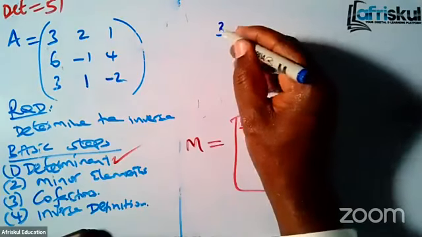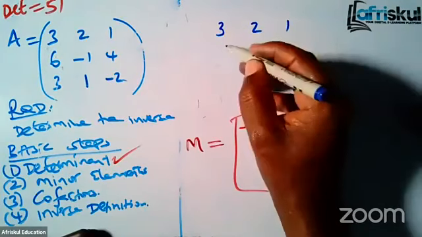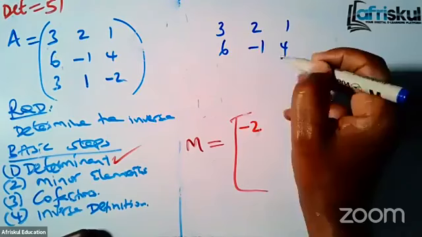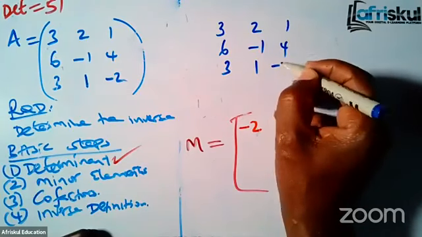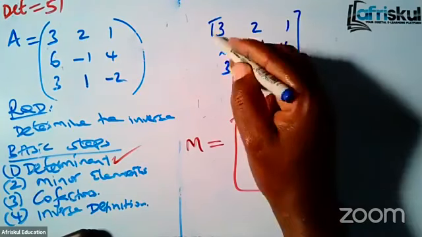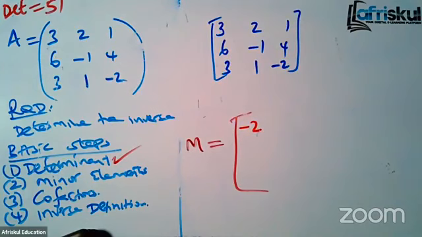So ladies and gentlemen, straight away, using my hide and seek concept, where are we? So what I'll do, I'll come and write my matrix. So I have my matrix here. So we have 3, 2, 1, 6, -1, 4. Of course, the moment you get used to this exercise so much, like myself, you don't have to keep on writing.